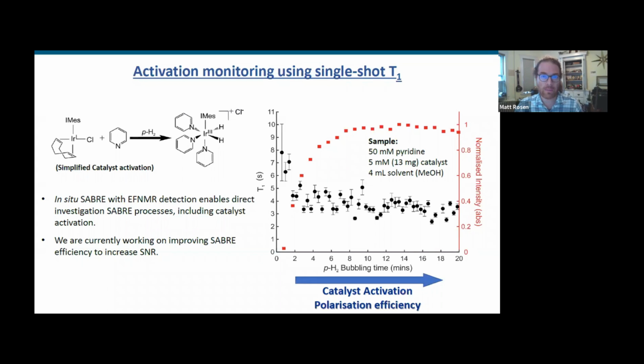Cool, thanks. So on the graph, I'm showing the normalized intensity in the red dots. As your catalyst activates, you have higher SABRE efficiency and hence higher signal intensity out. And in turn, we see a trend in the T1 decreasing as the catalyst activates. But we're currently battling SNR for that and trying to improve that now.